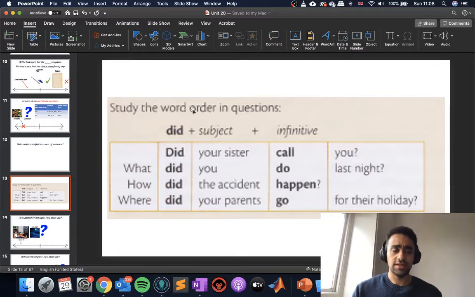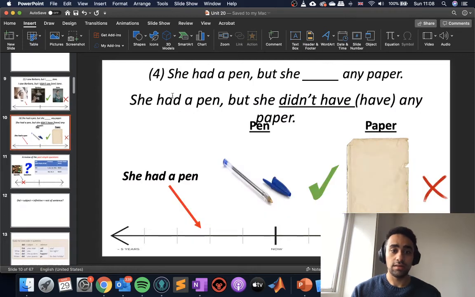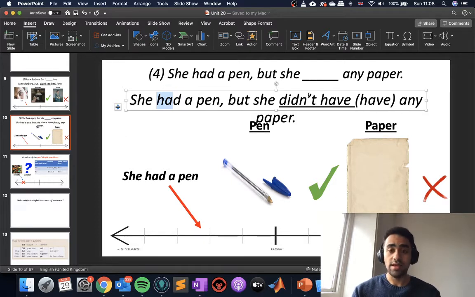So we have a sentence: I had a pen. Had will be our main verb. It's the verb have. She had a pen. She had, that's the past simple form of have. So she had a pen. When we use didn't, our verb is still have, but now it becomes infinitive because we have didn't before it.